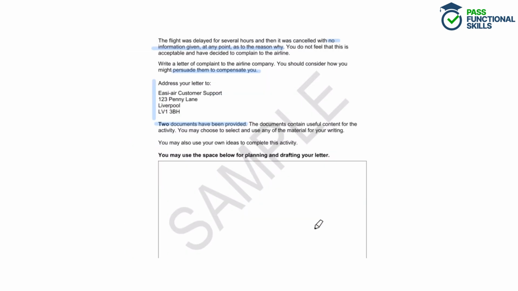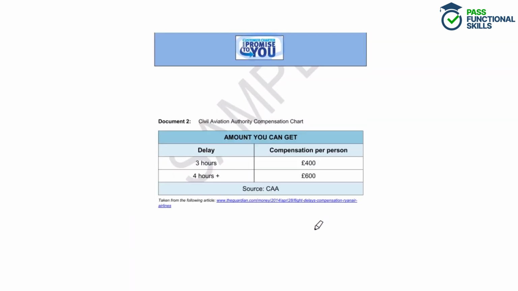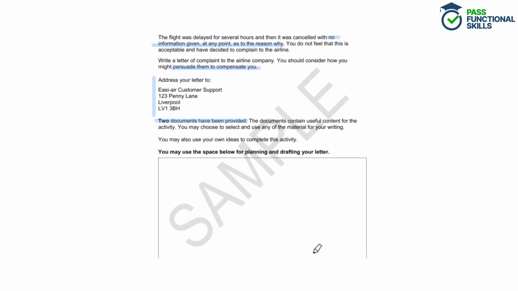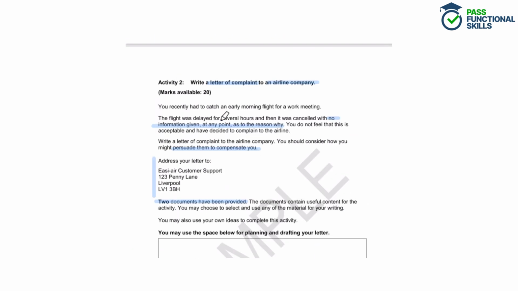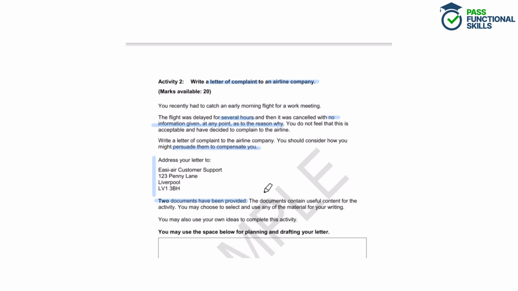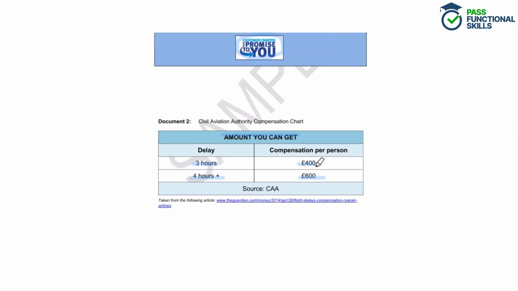The next document shows the amount of money, the amount of compensation that you can get if your flight is delayed. So £400 for a delay of 3 hours or more than 4 hours is £600. So we've been told in the question that our flight was delayed for several hours. So we're not quite sure how many hours, but you could say that it's 3 hours and ask for £400, or you could say that it was delayed for more than 4 hours and ask for £600.